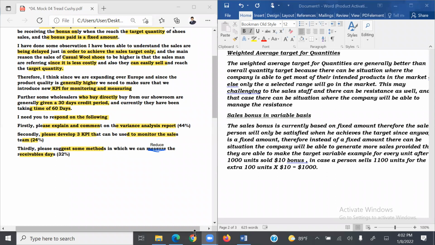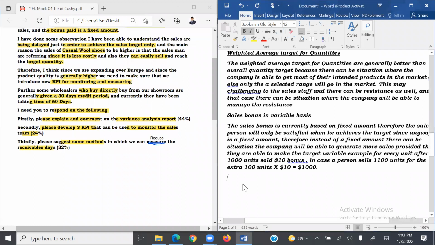Okay, now students, coming to the next one, that is not a difficult one, that is a manageable one. So what we are going to go through is the third one. Can you please think and let me know the third KPI target that can be used to monitor the sales team? What can it be, students? I can generally say, number of new customers attracted.